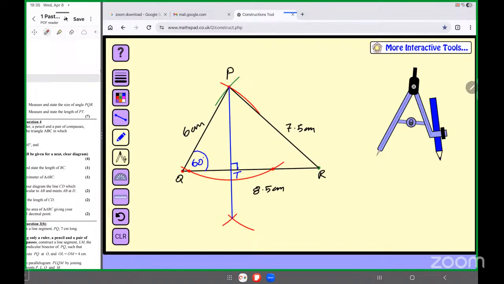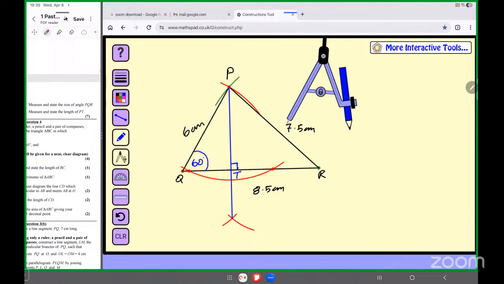You want the length of that thing. So you can measure the length of this thing. Watch this way. Look what you can do. You can actually use your compass to do it.